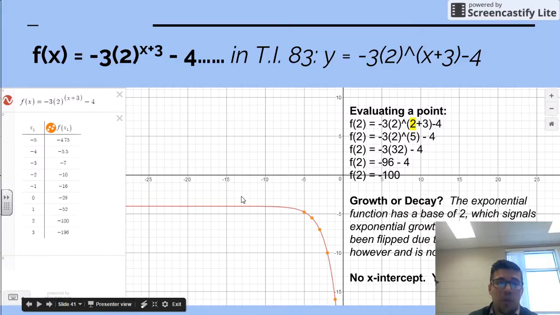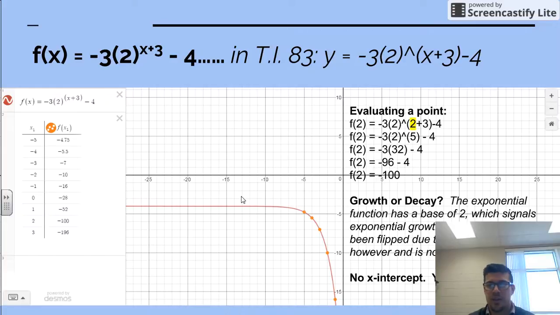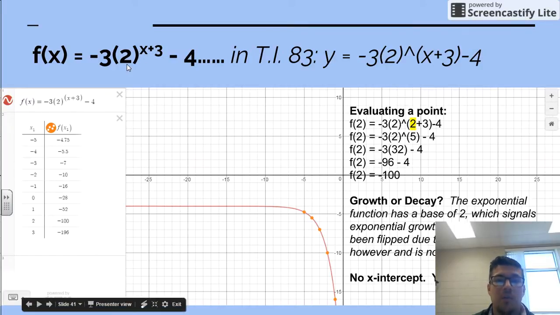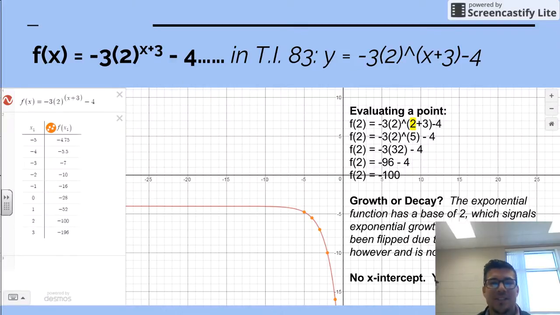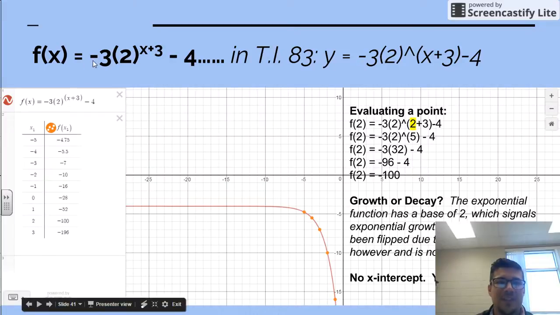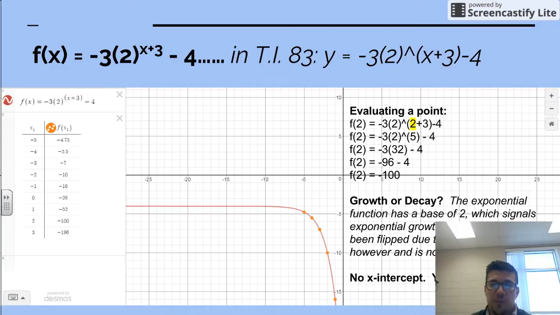All right. You want to understand whether or not this function is a function of exponential growth or exponential decay. It's obviously, when you first look at it, it appears to be exponential growth, right? And even though the function values are growing in magnitude, this does not necessarily mean that the function is increasing, all right? This minus sign flips the entire function. So even though your outputs are growing in magnitude, they are decreasing, all right? So I gave you a little sentence right here. The exponential function has a base of 2, which signals exponential growth. The function has been flipped due to the negative, however, and is now decreasing rapidly.